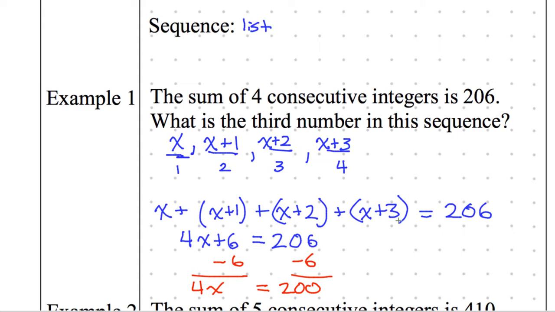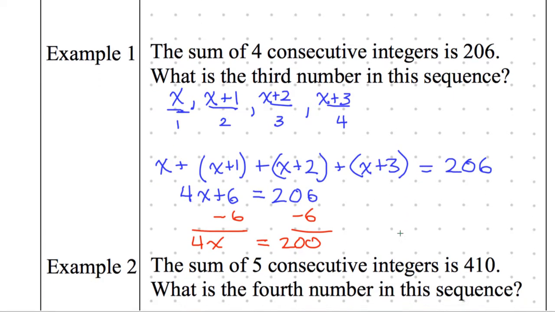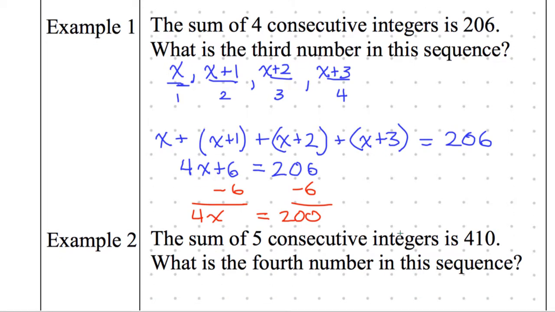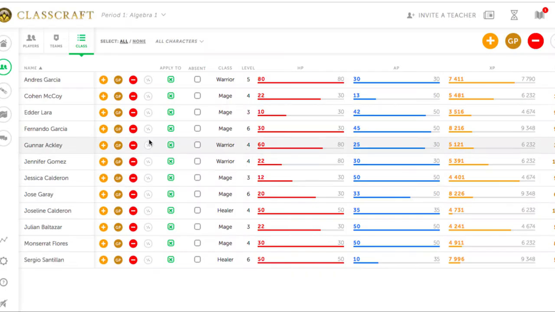I ran out of room, so I'm going to come and do that step up here. What am I going to do next to both sides? Jose. Divide by 4, divide by 4, and then that will cancel out the 4's, and I'm left with what, Jose? X is equal to 50. All right, thank you, Jose.